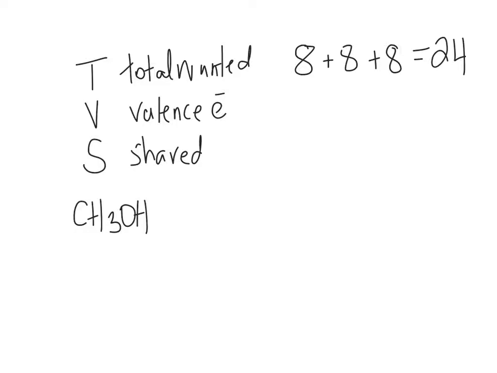All right. Let's go back to the number of valence electrons. How many does carbon bring? 4. How many does each hydrogen bring? 1, and there's 4 of them for 4. How many does oxygen bring? 6. Okay, for a total of 14. Shared is the difference between these two numbers. So how many shared are there? 10. Divide that by 2. 5. We need 5 bonds.